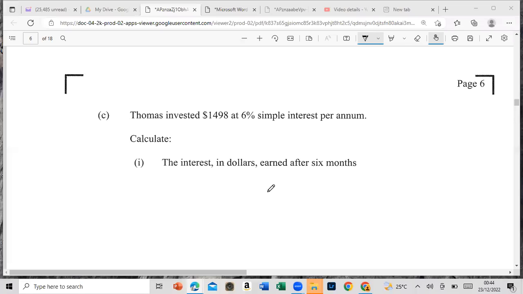On to C. It says Thomas invested $1,498 at 6% simple interest per annum. Calculate the interest in dollars earned after 6 months. So simple interest is equal to principal, that's the amount borrowed, times the time, times the rate.